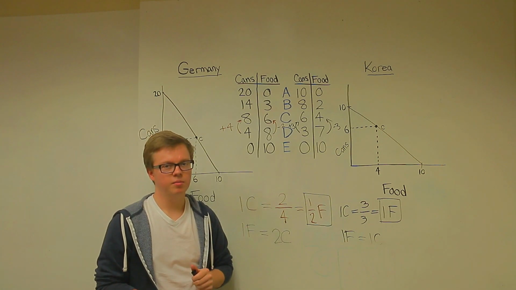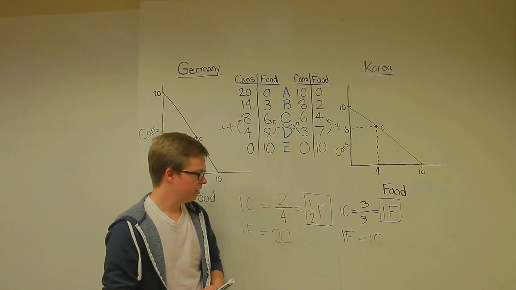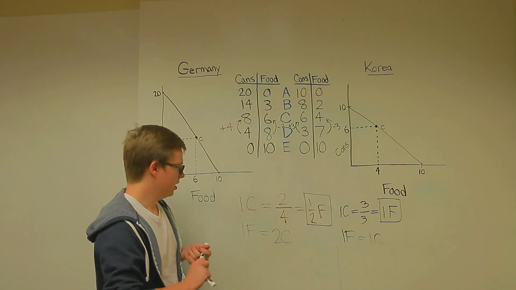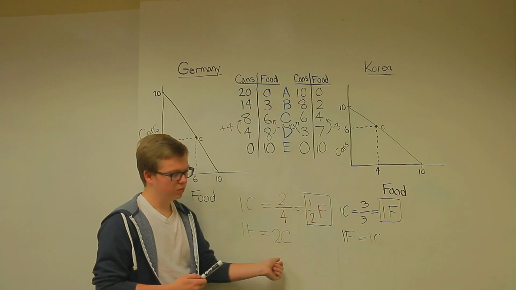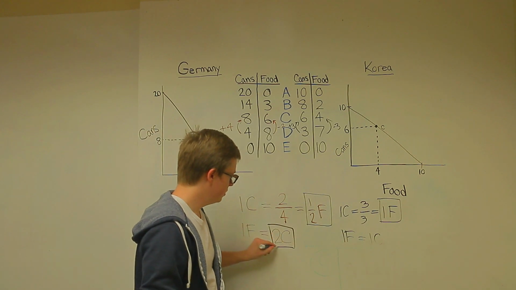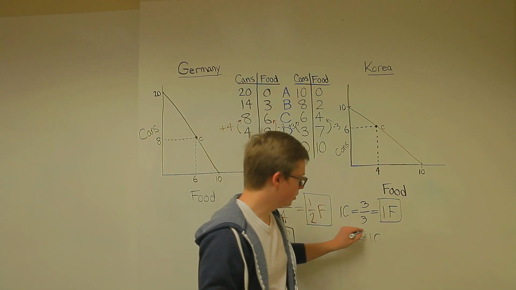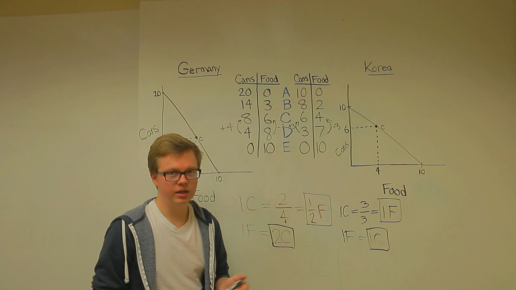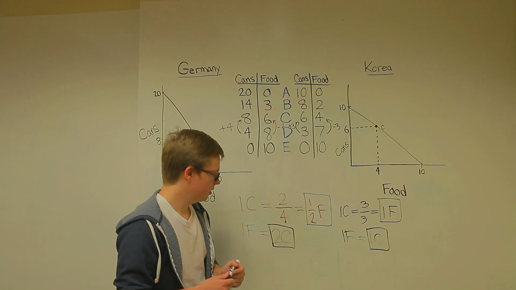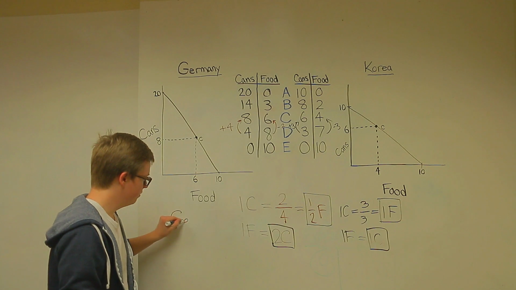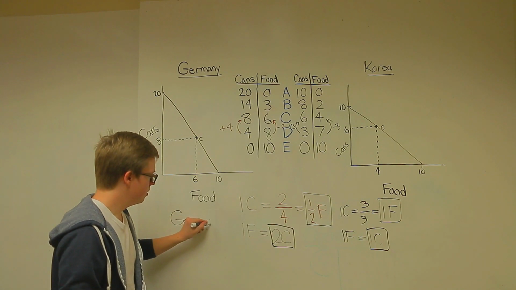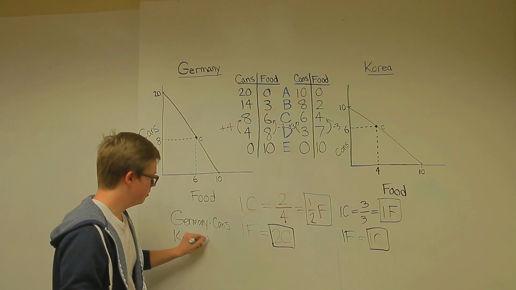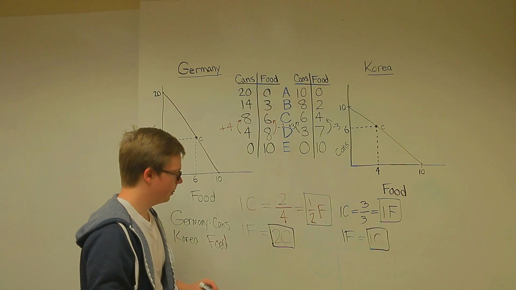So if Germany has the comparative advantage in producing cans, then it has to be that Korea has the comparative advantage in producing food. And you can see that here. For Germany to produce 1 unit of food, it costs them 2 cans. And for Korea, it only costs them 1 can to produce a unit of food. So Korea has the lower cost for producing food. So to sum that up, Germany has the comparative advantage in cans, and Korea has it for food.